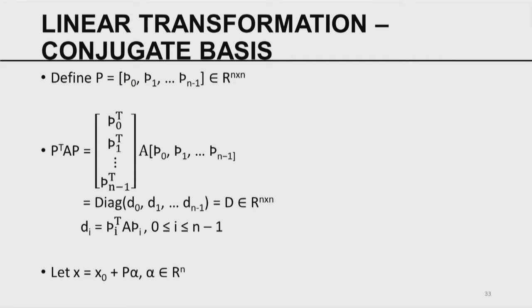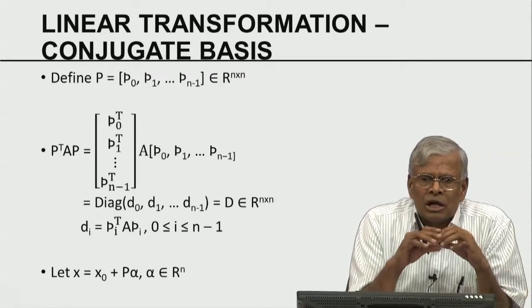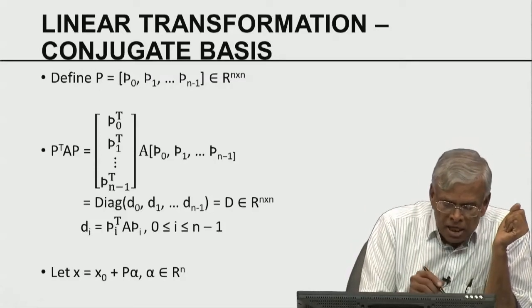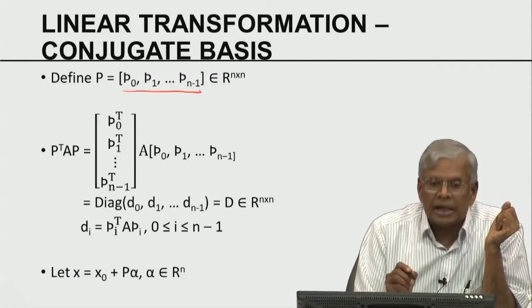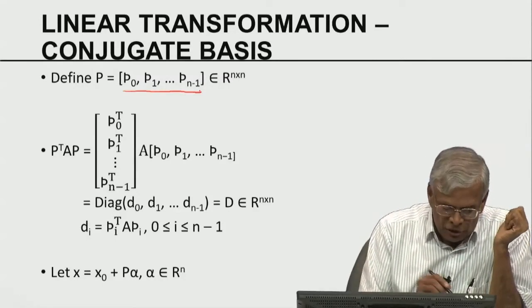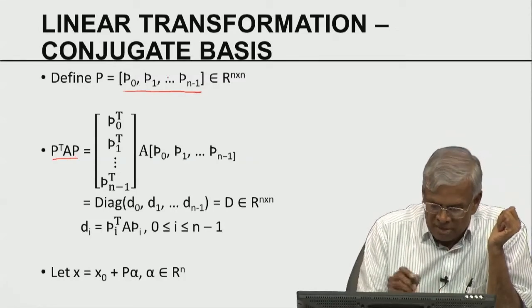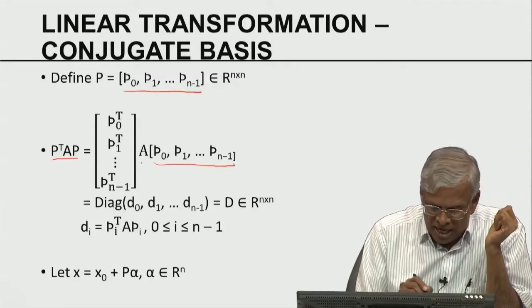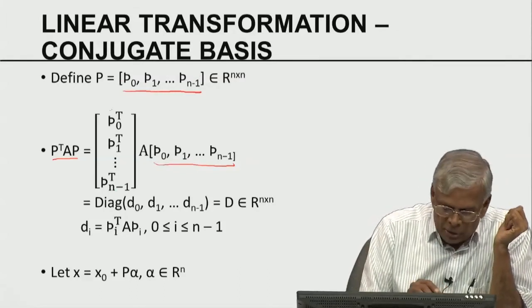So we are now going to look at a representation in the new basis that is constituted by the conjugate directions. So let P be a matrix that is built out of the conjugate direction vectors, an n by n matrix. So if I now consider P transpose AP, P is given by this, that is A and P transpose. That means P is given as columns, so P transpose is given by the rows.